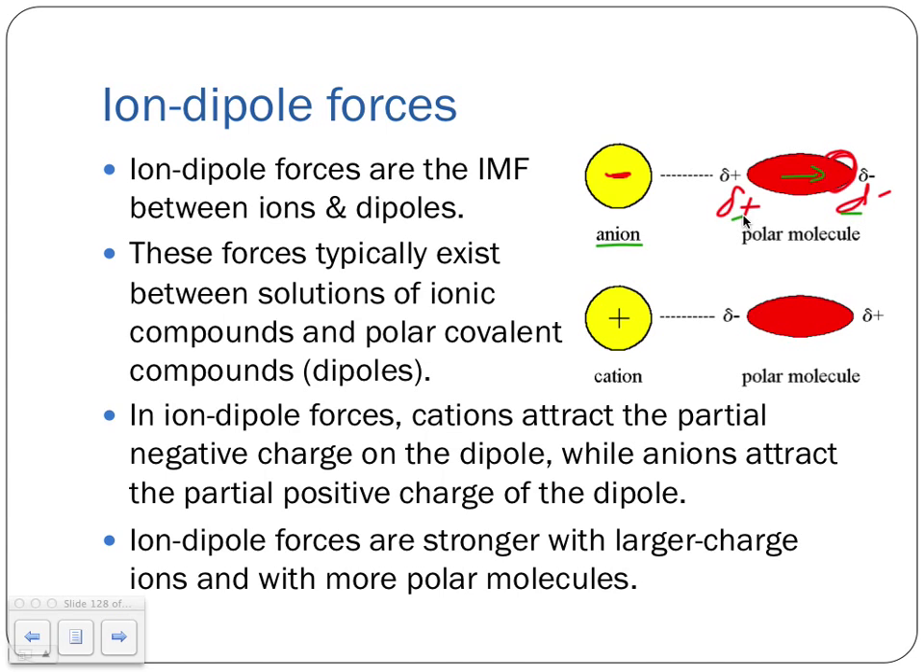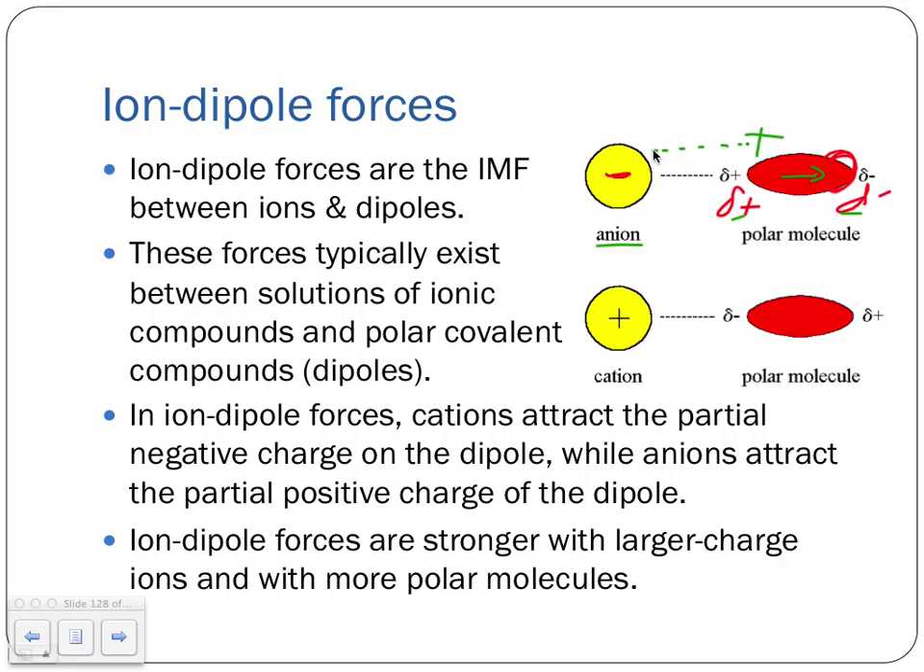Well, what's going to happen? This little positive end that's right here is going to attract to the negative anion. That's going to pull those together. And so that is a force that attracts those two particles together: the negative ion, in this case, to the positive end of the polar molecule.